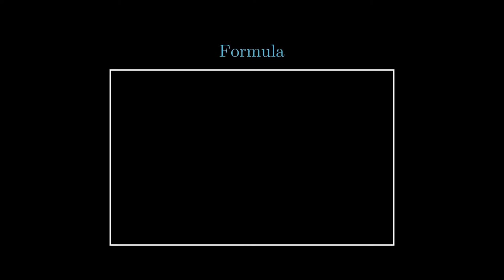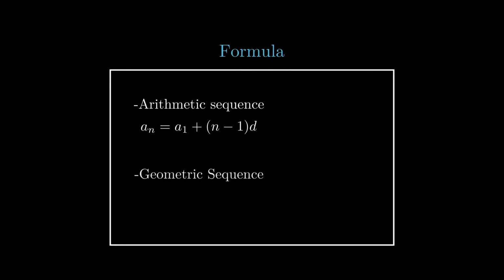But what if I want to find the 99th term of this sequence? Do I need to keep adding them up? No, we don't need to. There is an easier way for that. We have the formulas for the nth term of these two types of sequence. The formula of an arithmetic sequence is the first term plus n minus 1 times d, and the formula of a geometric sequence is the first term times r to the power of n minus 1.